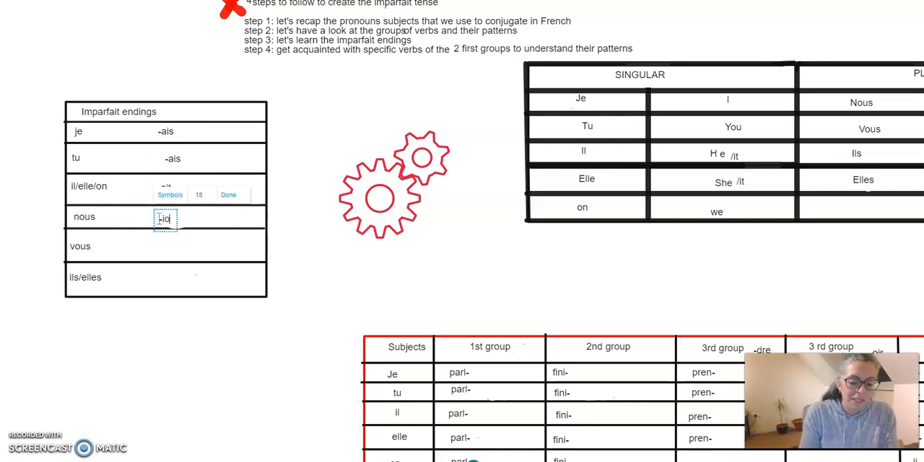Nous will be associated with IONS. Vous will be associated with IEZ. And then ils and elles will be associated with AIENT.